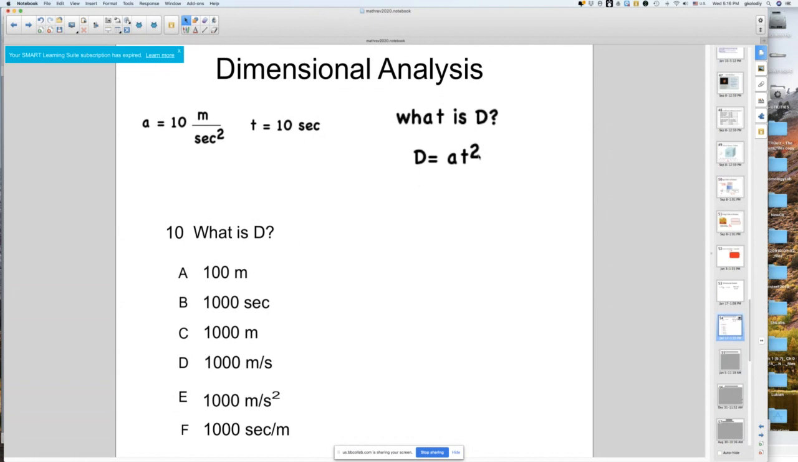Well, so you have A T squared. So A times T squared: that's 10 meters per second squared, times this squared, which is 10 seconds squared. Because you square seconds, you get seconds squared.